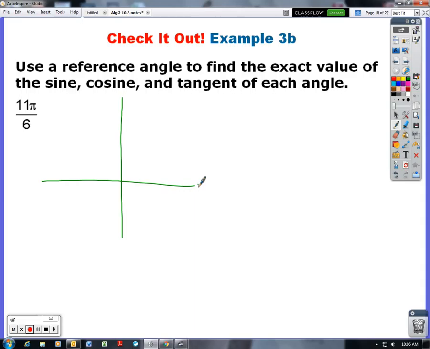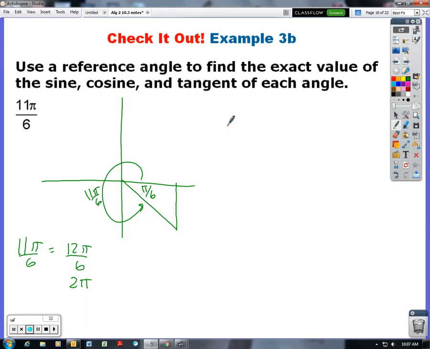That's fine. 11 pi over 6. So 12 pi over 6 would be 2 pi, wouldn't it? So 11 pi over 6 is 1/6 of a pi less than 2 pi. So that means it's right here. So pi over 6 is my reference angle. This would be 11 pi over 6. Okay, of course I'm going to use my hand trick. So this is 11. I'll write it all out.